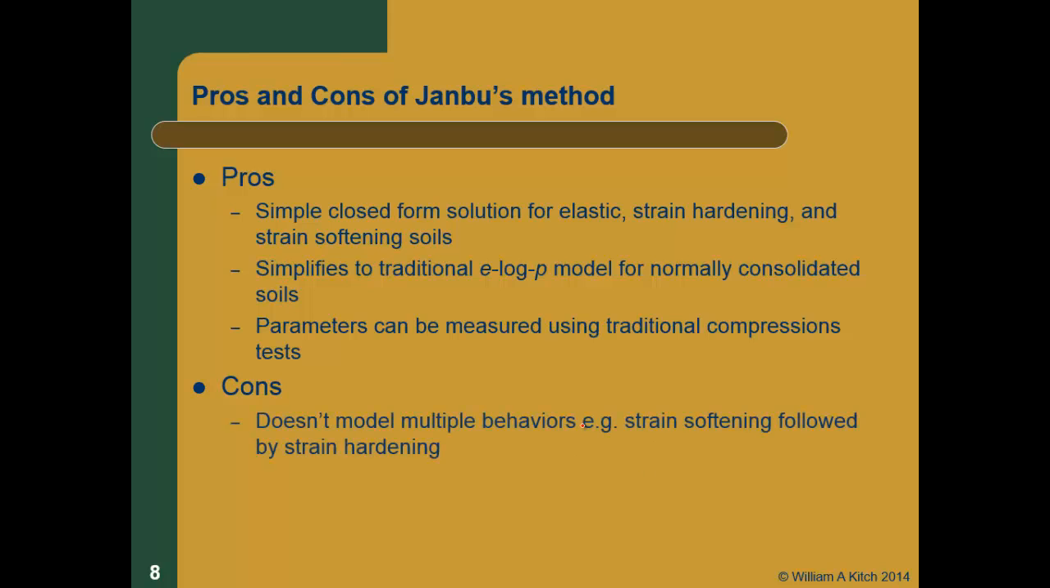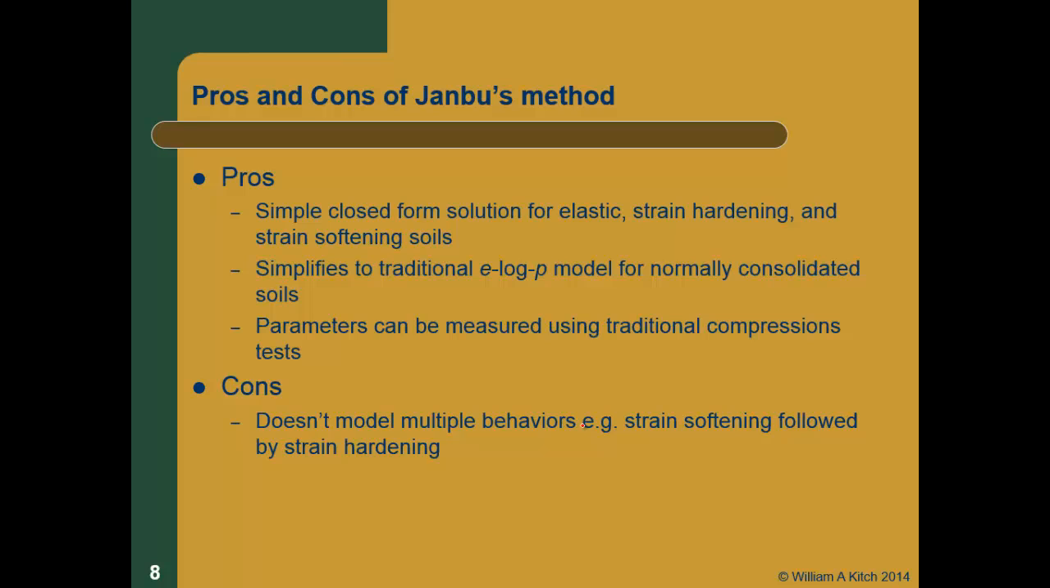Problems with it? Well, it only models one behavior. Remember for instance the quick clays, we saw this really dramatic decrease in modulus, but then it starts to increase again as the stress level goes higher. Well, this can only model one of those behaviors. It can't model a strain softening followed by a strain hardening. So it couldn't really model an over consolidated soil that then went into normal consolidated mode, because it only models one of those. Although you could break that material up into two pieces just like we do anyway, and model one of it with one alpha.